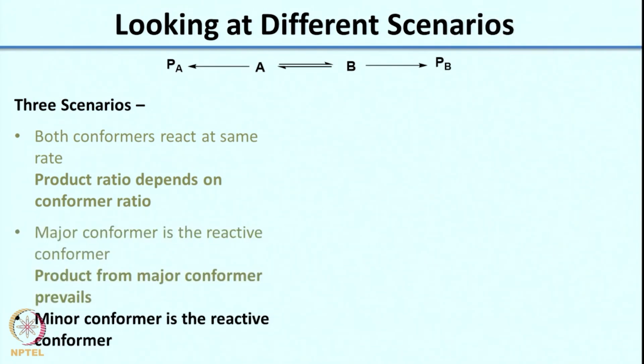The minor conformer is the reactive conformer. So, again we will start with our original assumption that B is more stable than A. So, with this assumption I want you to draw the reaction coordinate diagram where you show this particular scenario that the minor conformer is the reactive conformer. So, again you can press the pause button and work out the reaction coordinate diagram.